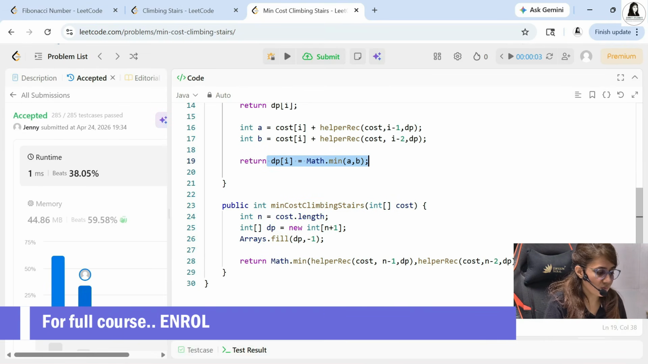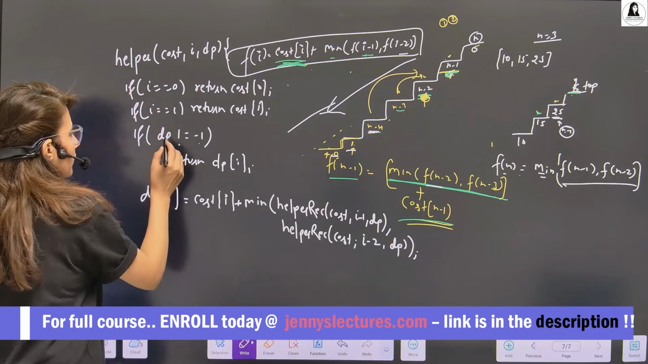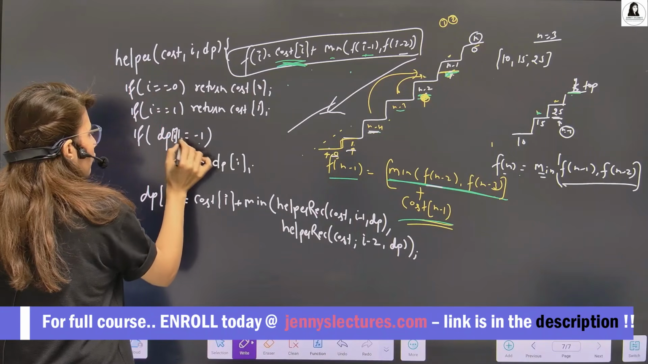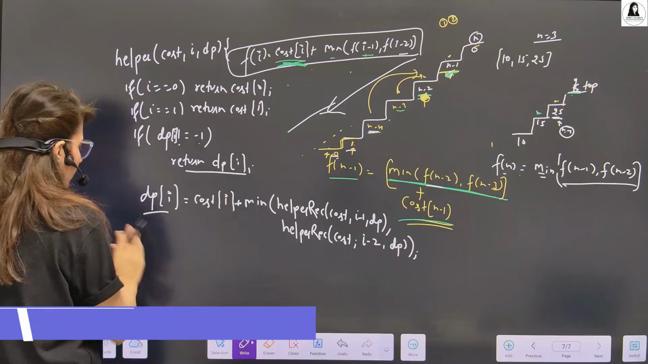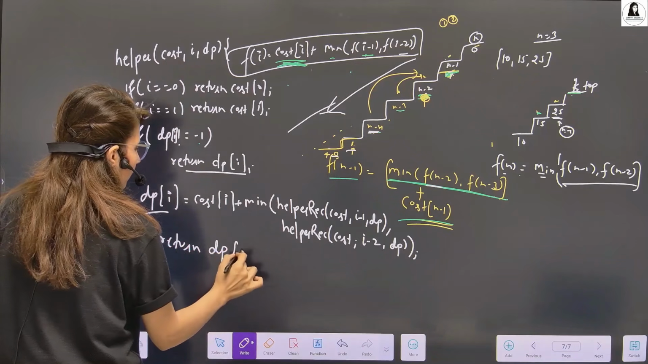Pause the video and you try this out. These were two base cases, 1 and 2. If DP of i is not equal to -1, we return this. Otherwise, DP of i is equal to this, and we can return DP of i.